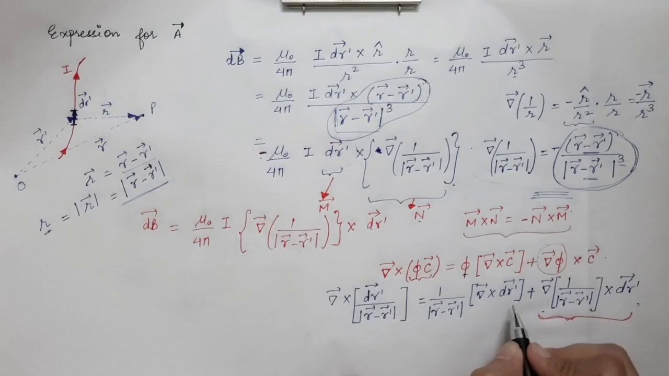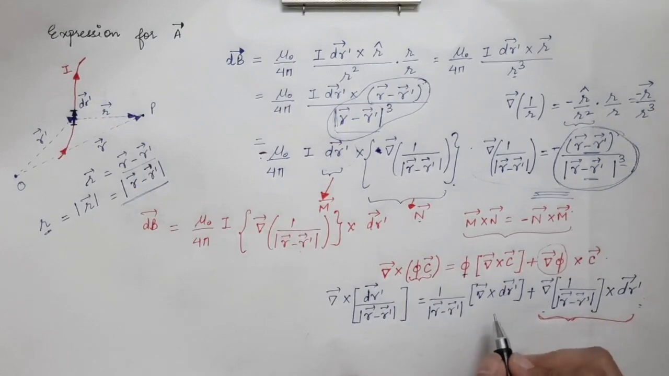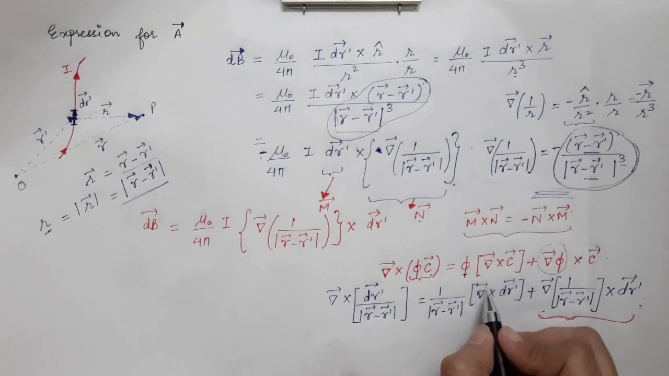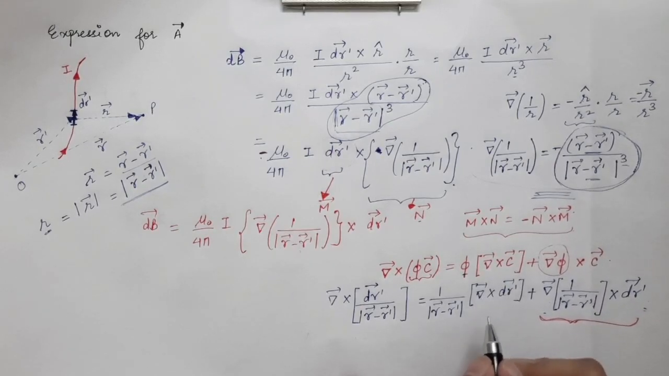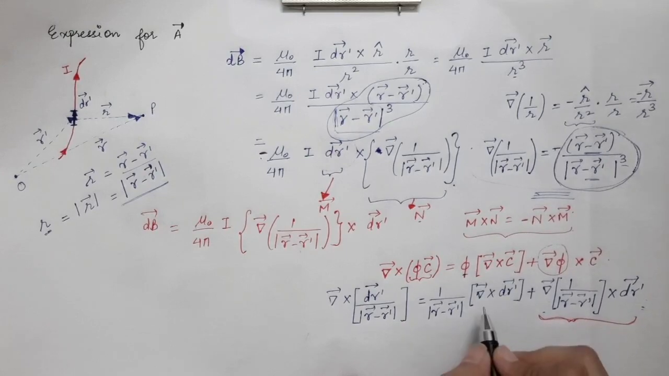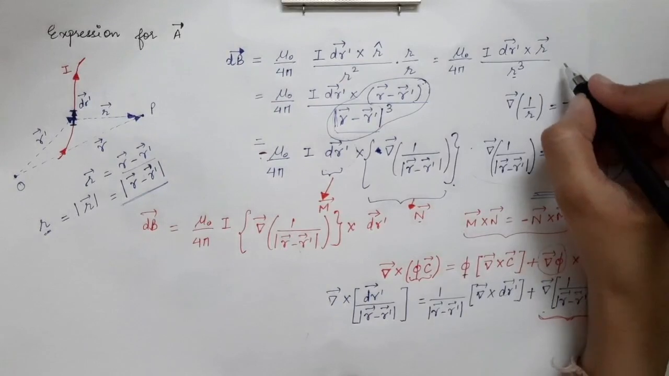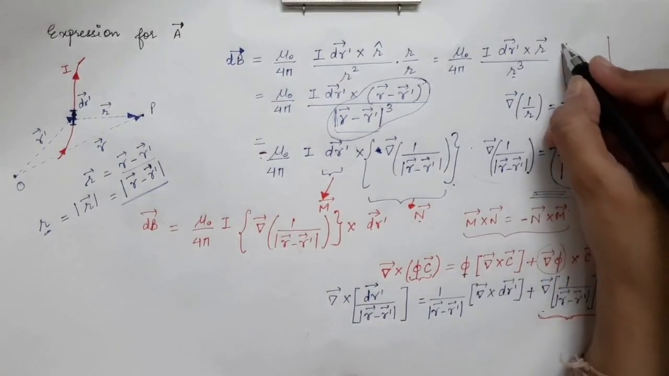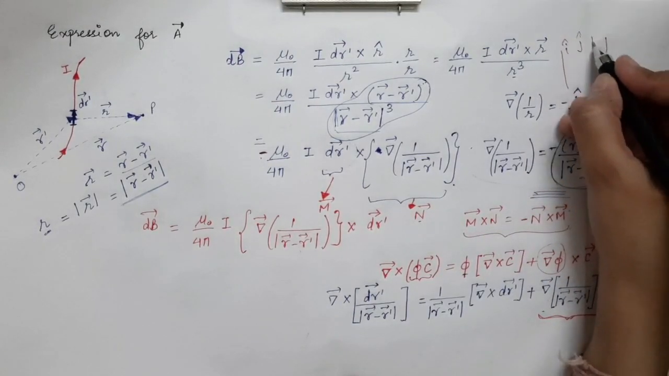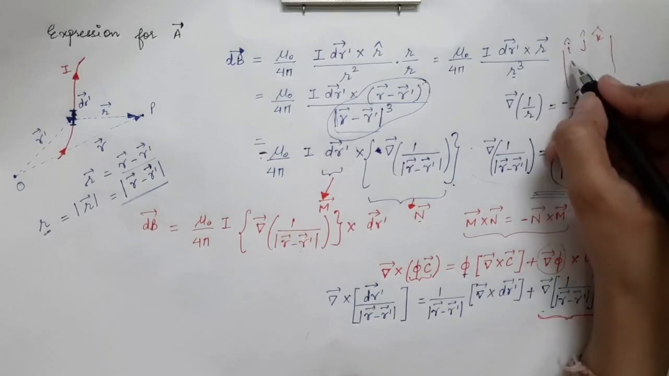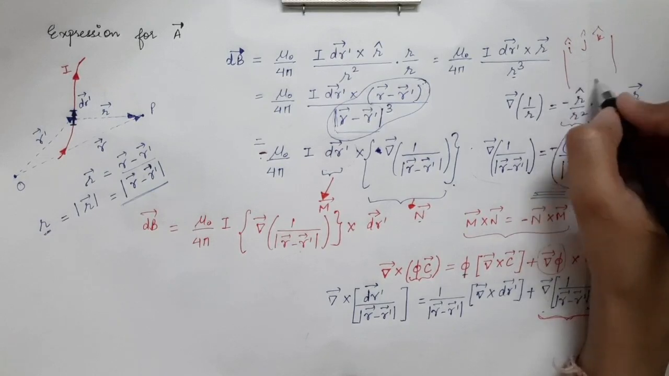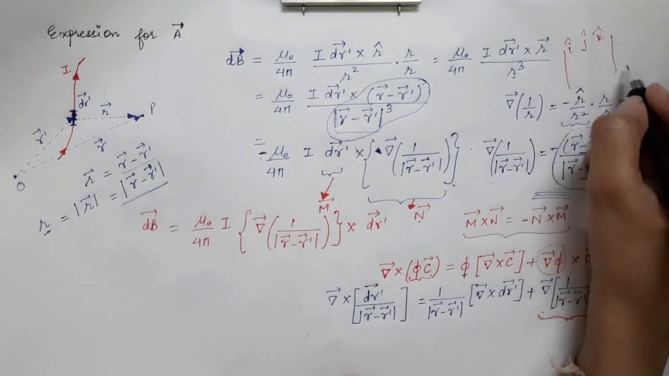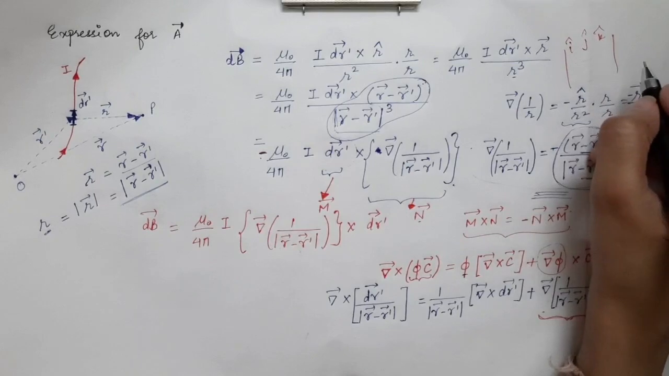So curl of dr prime vector will come out to be equal to 0, because in the case of curl we have partial derivatives with respect to x, y and z. You have already done in the previous semester how to find curl. In that case you take a determinant, and in the first row you have i cap, j cap and k cap. Then in the second row you have del by del x, del by del y and del by del z. And in the last row you have the components of the vector, that is ax, ay and az.